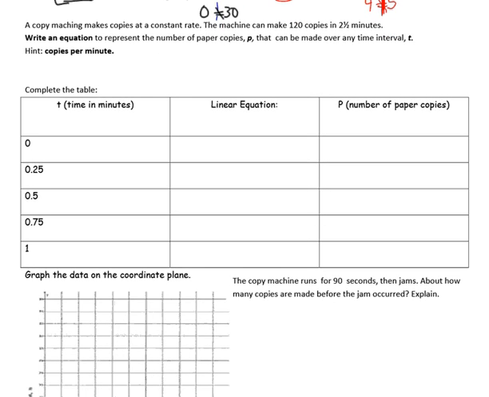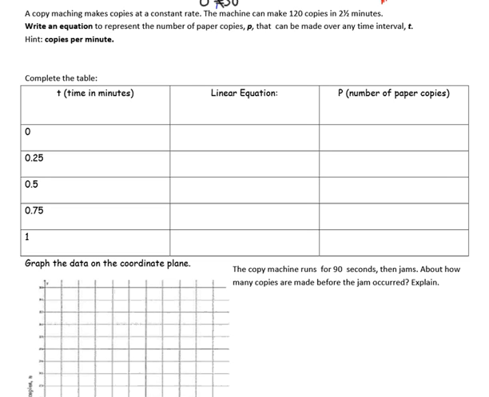A copy machine makes copies at a constant rate. The machine can make 120 copies in 2.5 minutes. Write an equation to represent the number of copies, p, that can be made over any time interval. Hint: copies per minute. So we're going to have copies over minutes. We have 120 copies in 2.5 minutes.